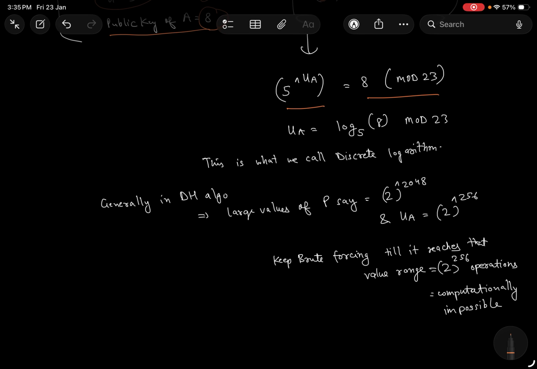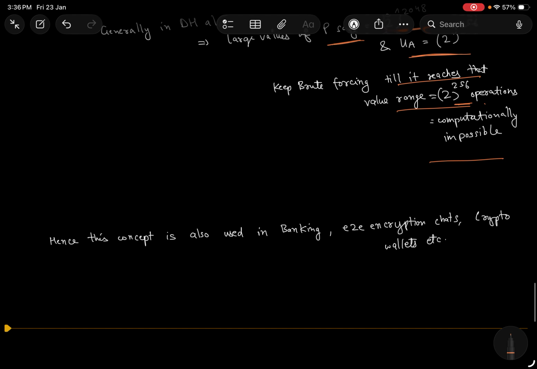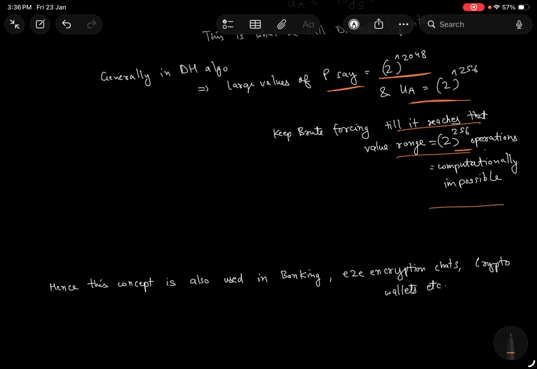Generally in the Diffie-Hellman algorithm, we take a very large value of p, say 2 to the power 2048, and the private key of user A may go up to 2 to the power 256. So if the attacker keeps brute forcing until it reaches that sort of value range, it would require about 2 to the power 256 operations, which becomes computationally impossible. Hence, this concept is also used in banking, end-to-end encryption of chats, crypto wallets like Bitcoin, and all these sorts of places.